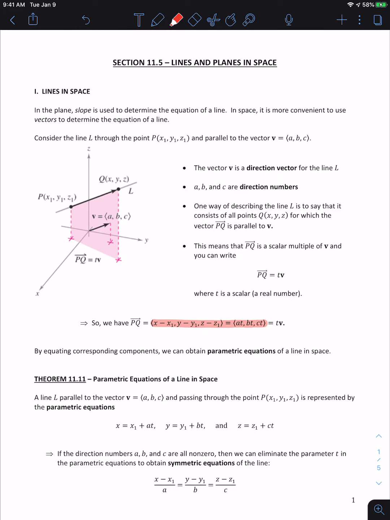And so if we equate the components, then we obtain parametric equations of a line in space. So that's the idea for Theorem 11.11, parametric equations of a line in space. A line L parallel to the vector V and passing through the point P, which is x1, y1, z1, is represented by the parametric equations. Here we get three of them because there are three coordinates. We get x is equal to x sub 1 plus at, y is equal to y sub 1 plus bt, and z is equal to z sub 1 plus ct.